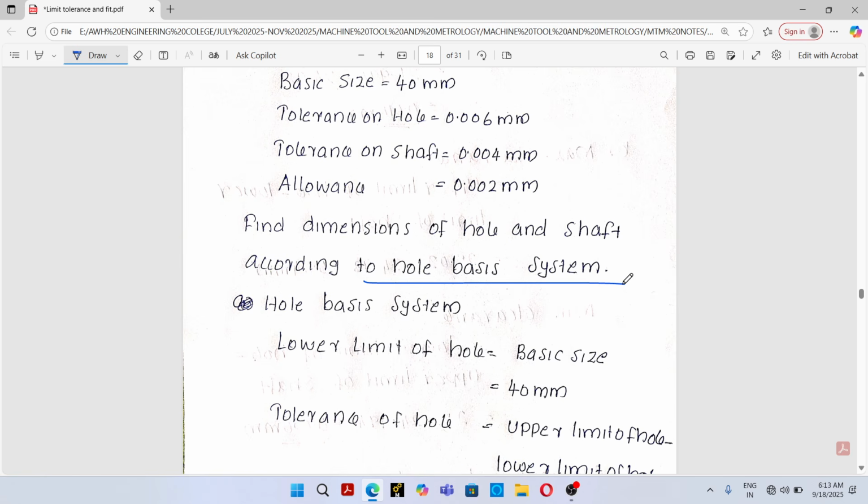See, we have two types of system, hole based system and shaft based system. Hole based system, I am going to discuss in the next video. In hole based system, fundamental deviation of hole will be kept as 0. In shaft based system, fundamental deviation of shaft will be kept as 0.